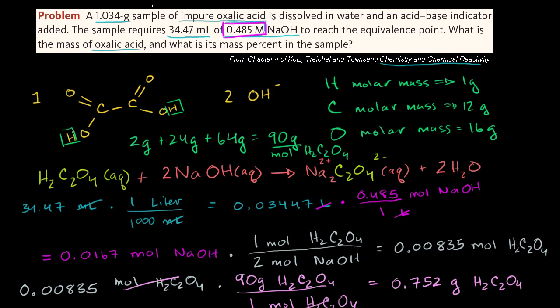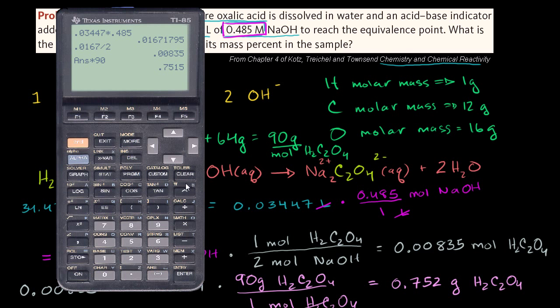So the first question is, what is the mass of oxalic acid? We've just answered it. That answer right there is 0.752 grams. Now the next part is what is its mass percent in the sample? Well, the sample of impure oxalic acid right over here was 1.034 grams. So we just have to say what percentage is 0.752 of 1.034.